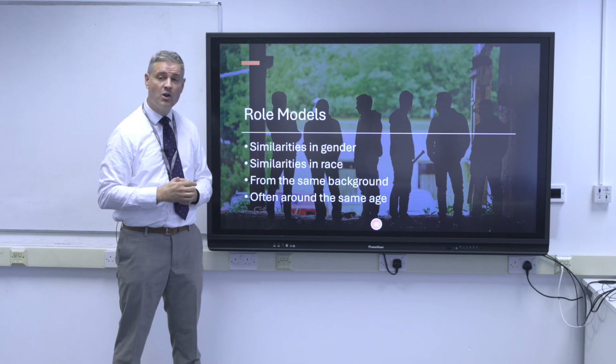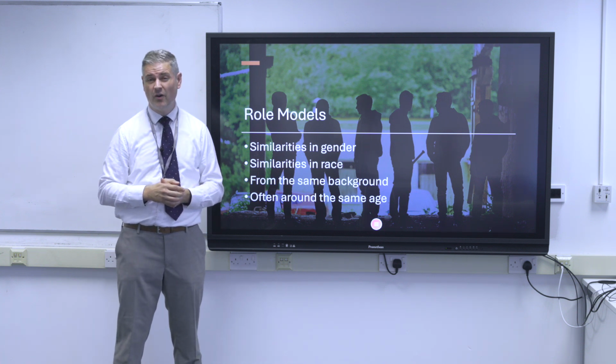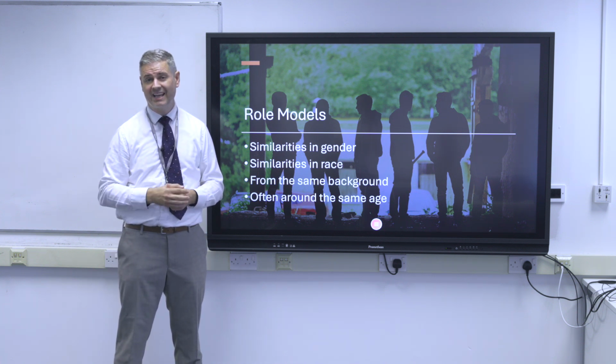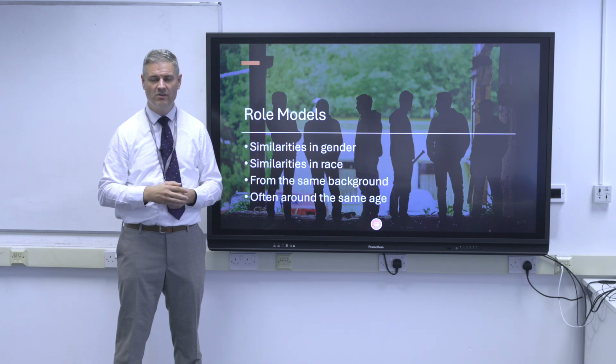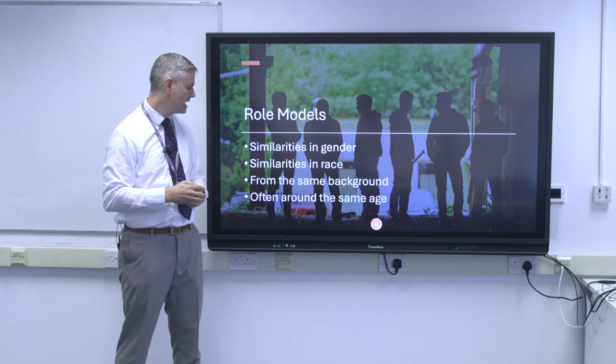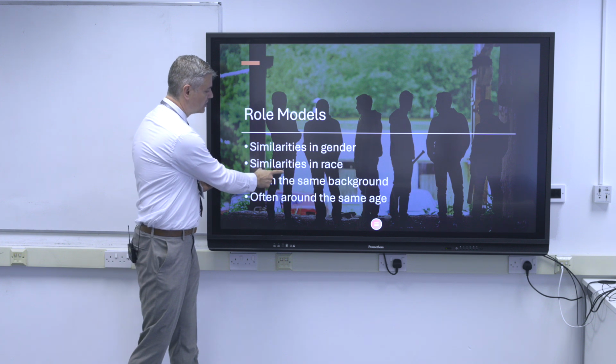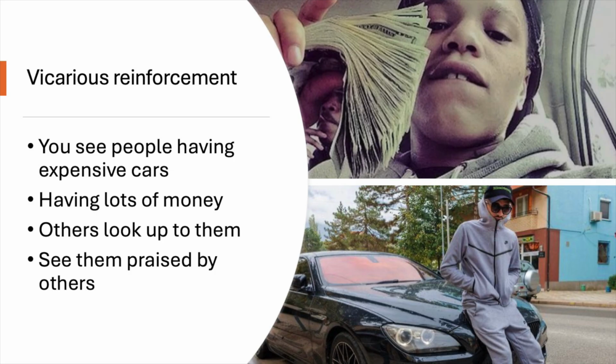And then often they're around the same age. And like I said before, we have lots of people that are getting involved that are around similar ages, or they see friends or family doing it as well. So that's our role models, and that's why we're going to copy them. One of the other areas is, like I said, vicarious reinforcement.